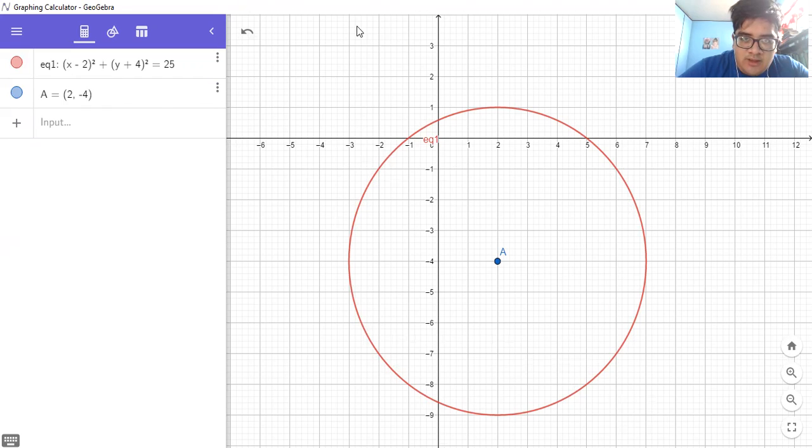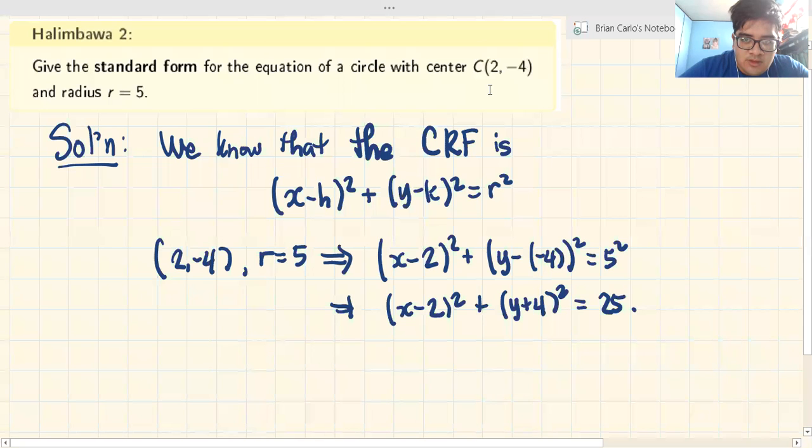Now, let's go back to the paper. Ngayon, yung center niya is 2, negative 4. Mali ako doon sa ano.